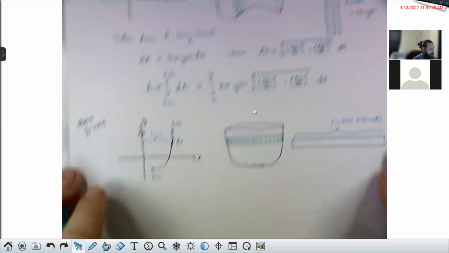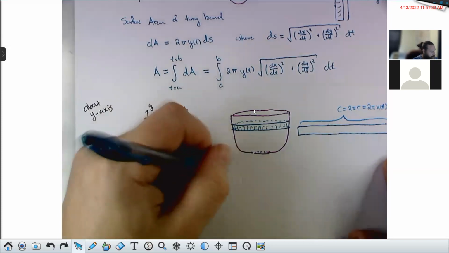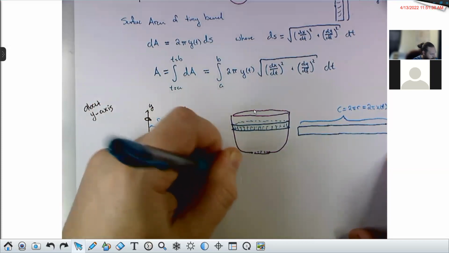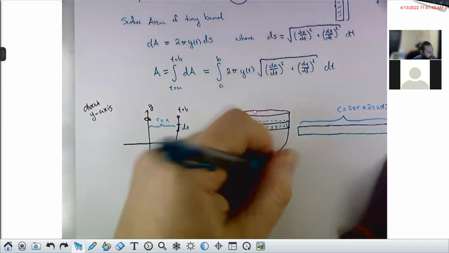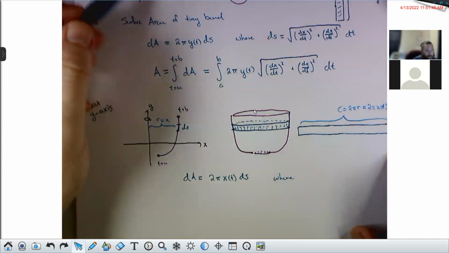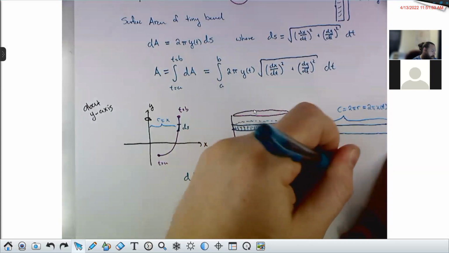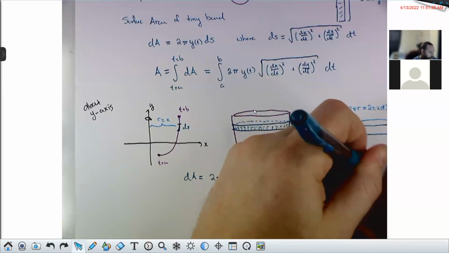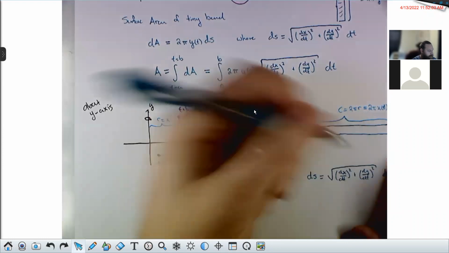So here, dA would be 2 pi times x of t times ds. ds is still the same thing because the arc length formula here doesn't change from the arc length formula up here. So ds would still be that square root of dx dt squared plus dy dt squared dt.